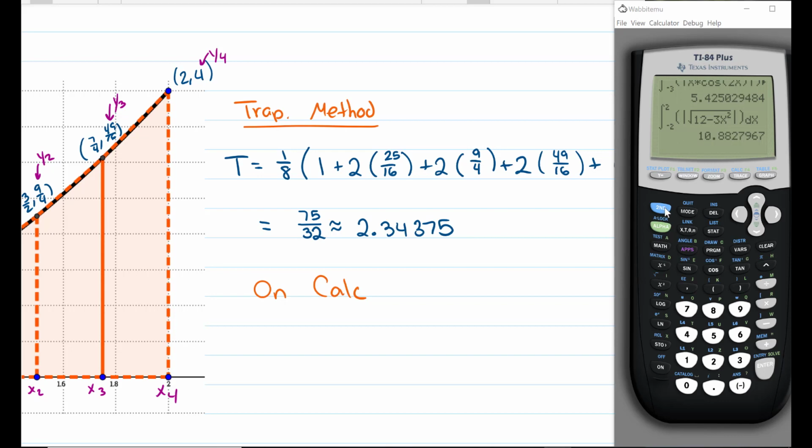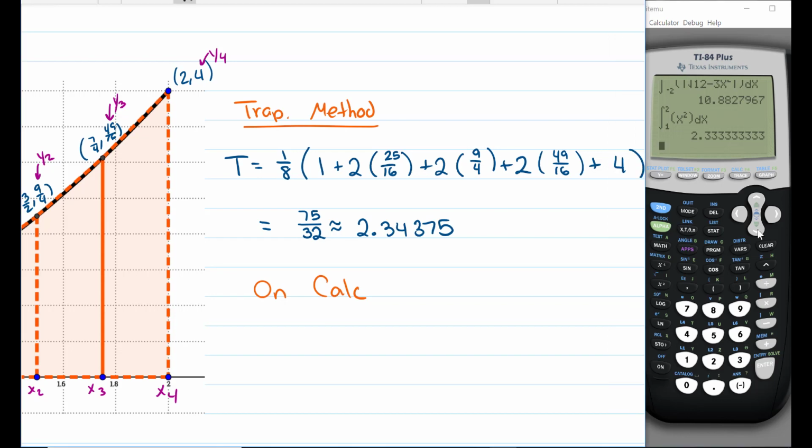Now if we do this on a calculator, we're going to use Math 9. So you hit Math 9, and the integral from 1 to 2 of x squared dx, you push enter, and you get that the integral from 1 to 2 of x squared dx is about 2.3 with a line over it.